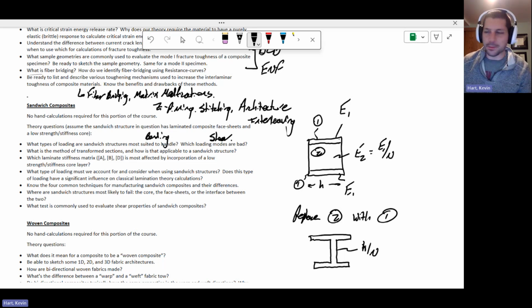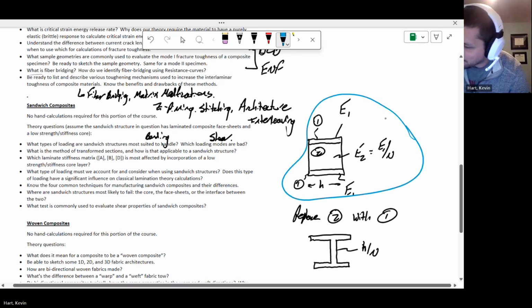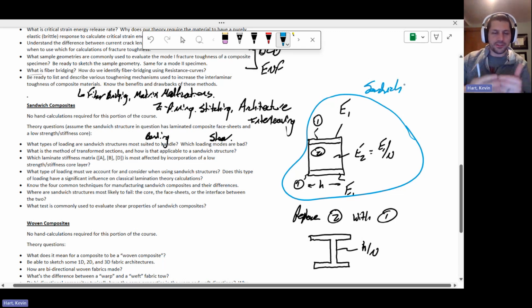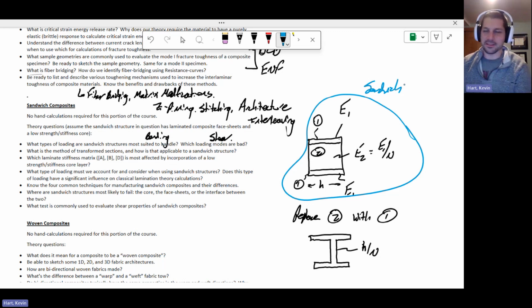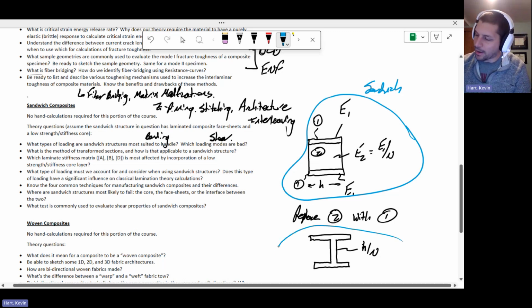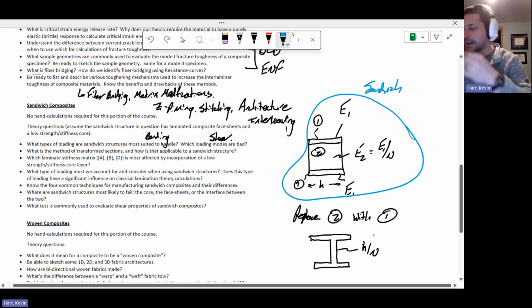How is that applicable to sandwich structures? Well, this is a sandwich structure. So a sandwich structure for composites is essentially an I-beam, more or less. You could think of it that way because of the way that it sort of would behave if it were all made from the same material, right? Okay, so that's how it's applicable to sandwich structures.